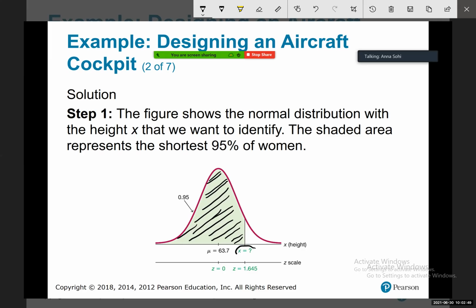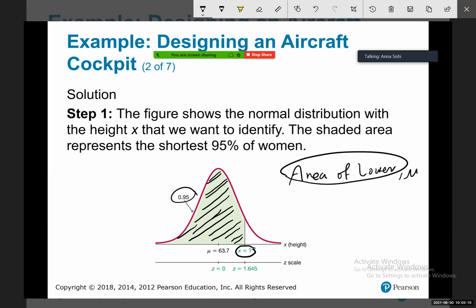So you want to find what this height requirement is if they are allowing 95% of women to fit in. So you have the area. So invNorm of area lower, comma mu, comma sigma. That's going to give you x. They said the shortest 95%, so that's 0.95.